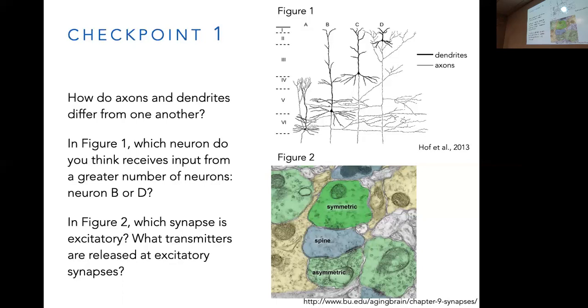What are we thinking here? Which one's going to receive input from the greater number of neurons? You think it's going to be B or D?